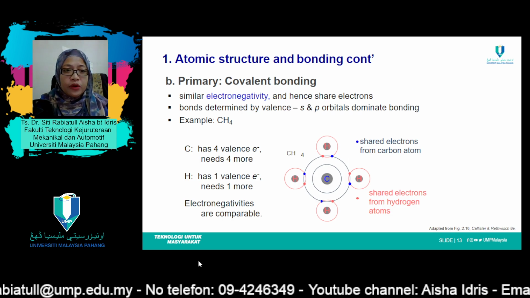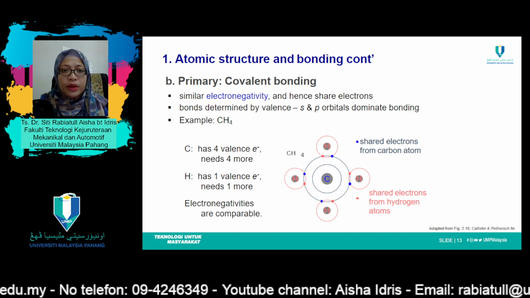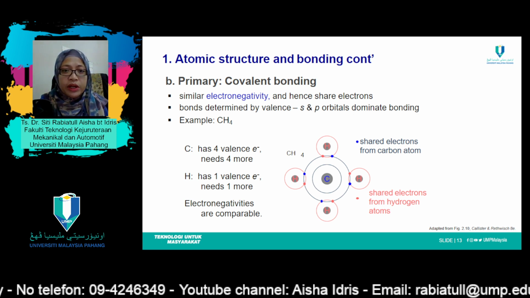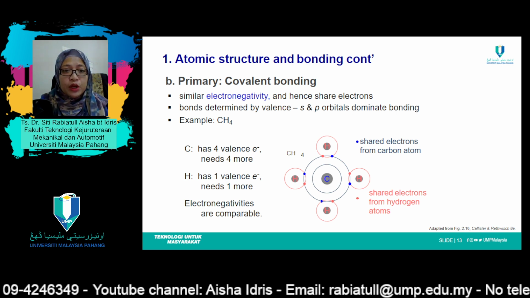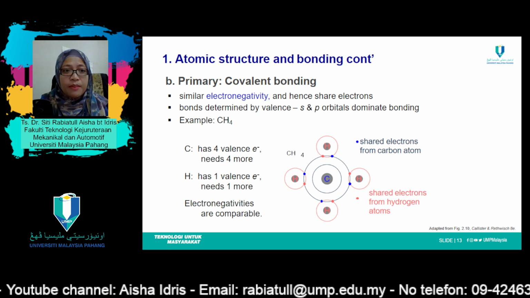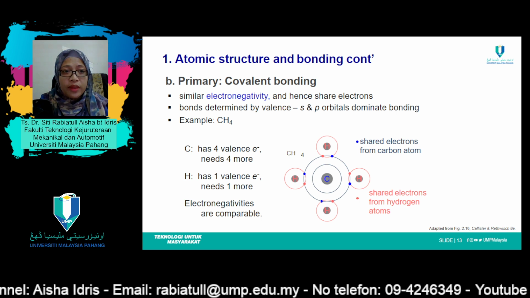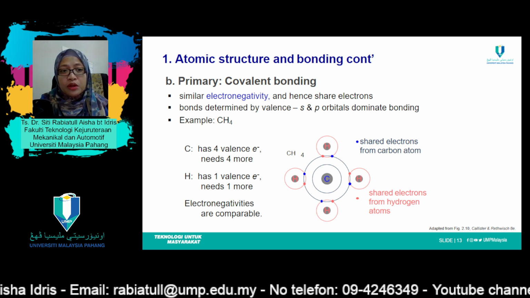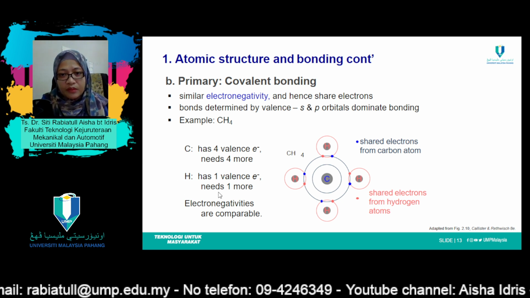Number 2 is covalent bonding. A covalent bond is a chemical bond that involves the sharing of electron pairs between atoms. These electron pairs are known as shared pairs or bonding pairs, and the stable balance of attractive and repulsive forces between atoms when they share electrons is known as covalent bonding.